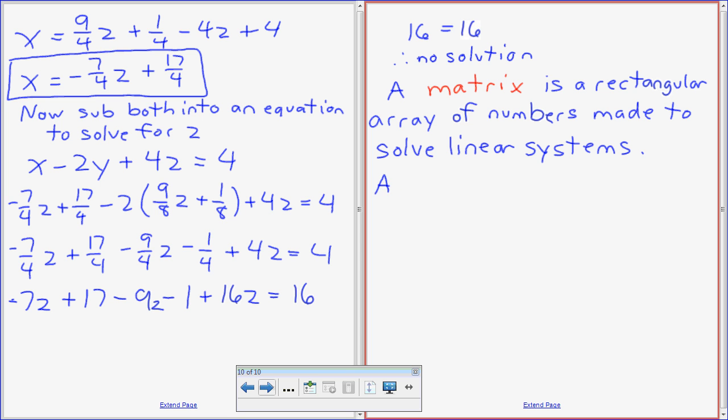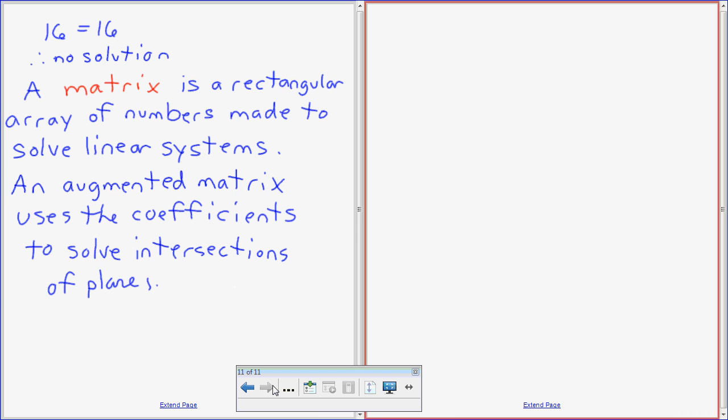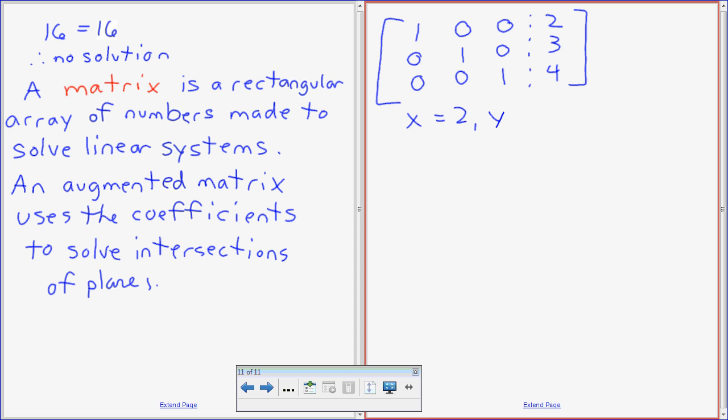We're going to say an augmented matrix uses the coefficients to solve the intersection of things. Okay, so what we want is it's going to look something like this. What that means is x equals 2, y equals 3, z equals 4 is what that means.